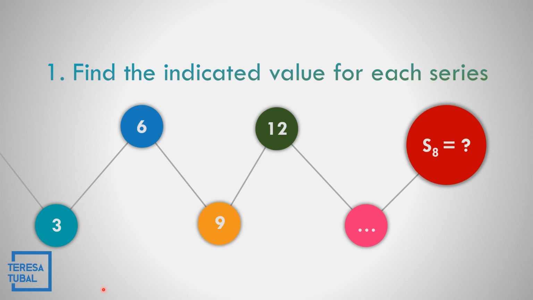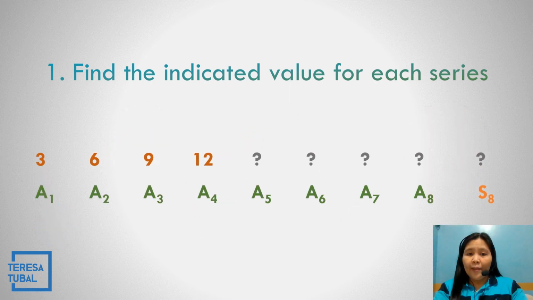What do you think is the pattern of the sequence 3, 6, 9, and 12? Any idea? Correct. The answer is 3. The pattern is we add 3. So 12 plus 3 is 15. That is the 5th term. Plus 3, 18. That is the 6th term. Plus 3, 21. That is the 7th term. Plus 3, that is equal to 24.